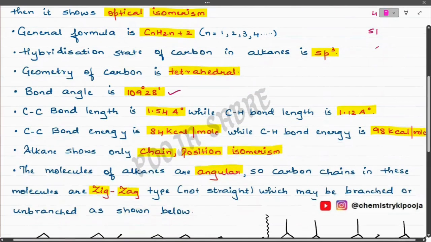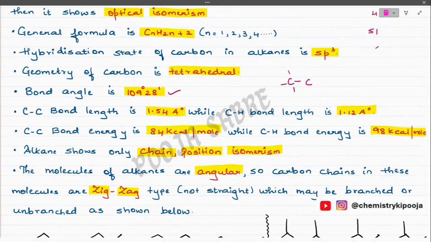Coming to now carbon-carbon bond length. In alkane, let us take the example of ethane. This is the second member of alkane. In alkane, the carbon-carbon bond, this bond I'm talking about, it is having the bond length 1.54 Angstrom, whereas the carbon-hydrogen bond is having the bond length 1.12 Angstrom. Clear?